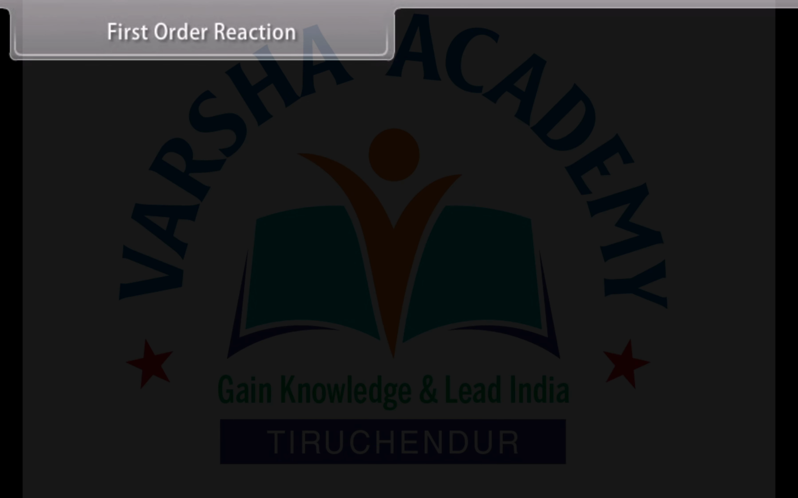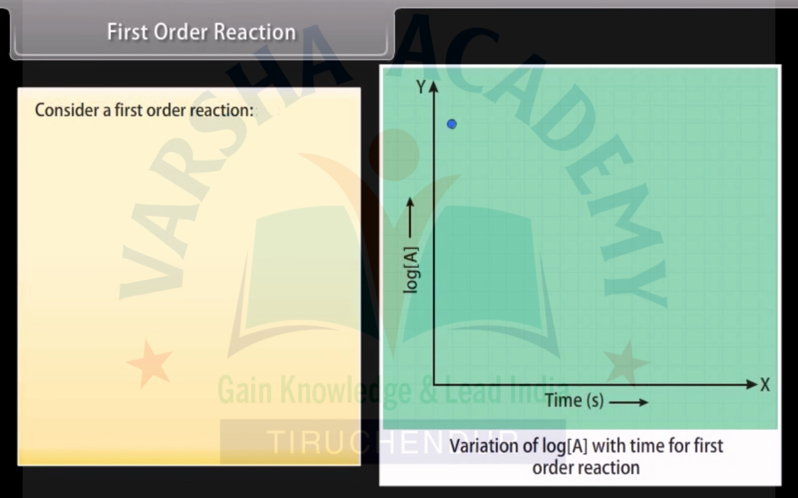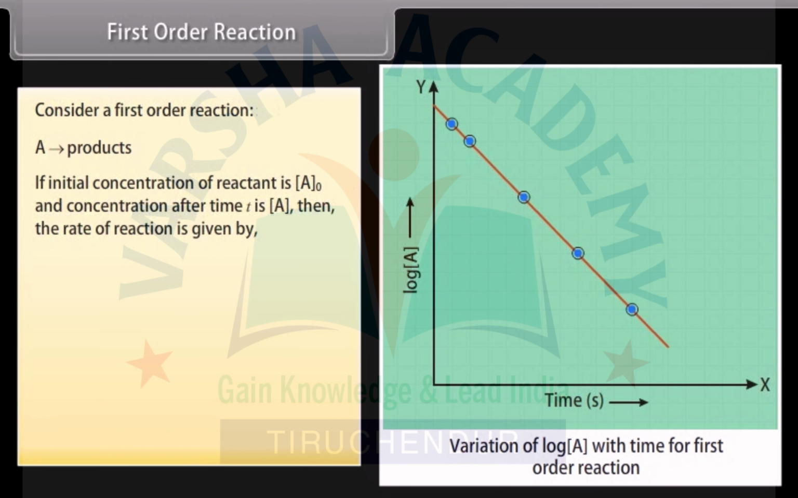First-order reaction. Let us consider a first-order reaction in which A is changing into products. If the initial concentration of reactant is a naught, and concentration after time t is a, then the rate of the reaction is given by minus da by dt is equal to the product of k and a. It can be written as minus da upon a is equal to k dt.